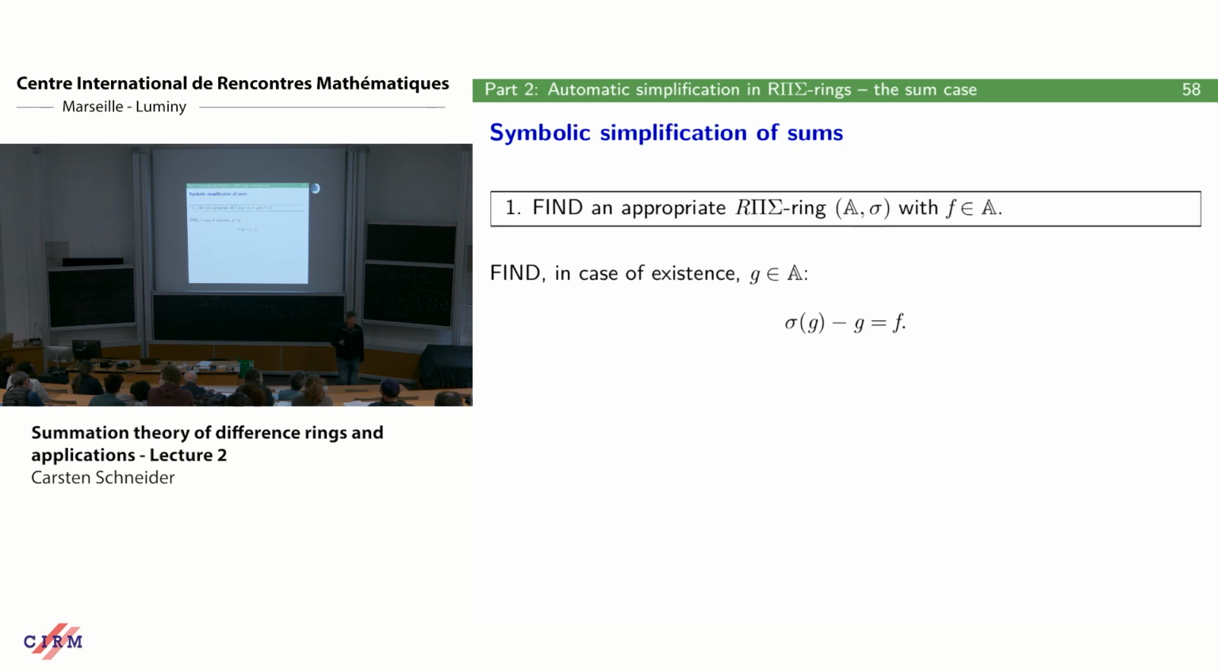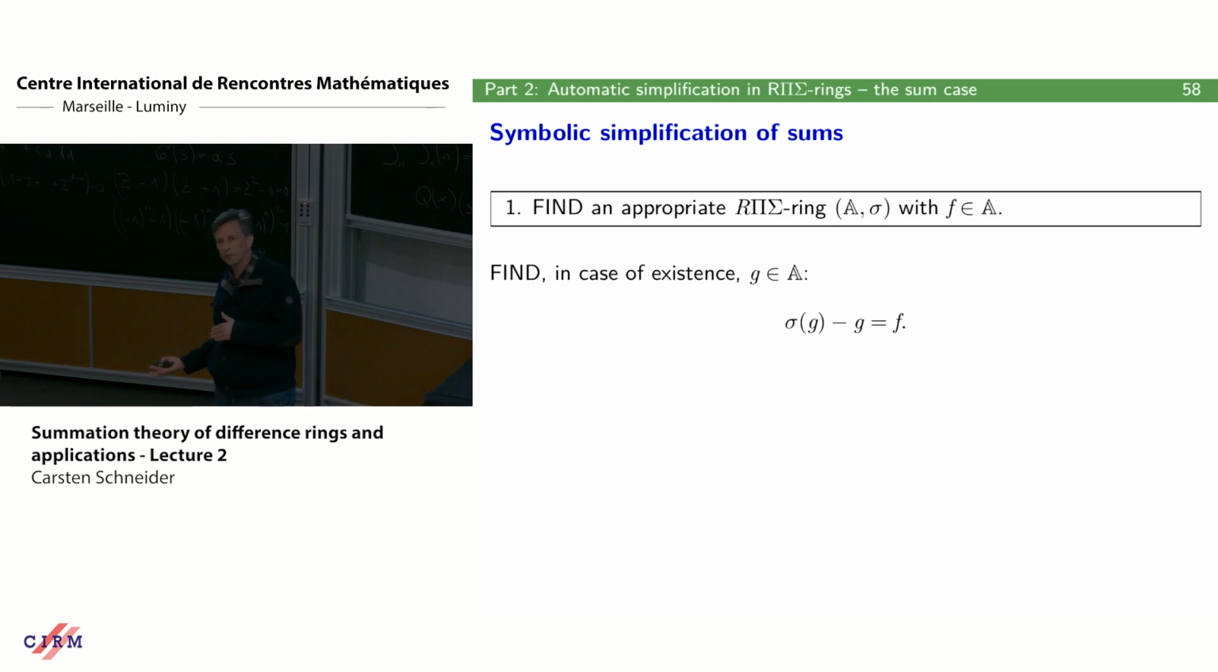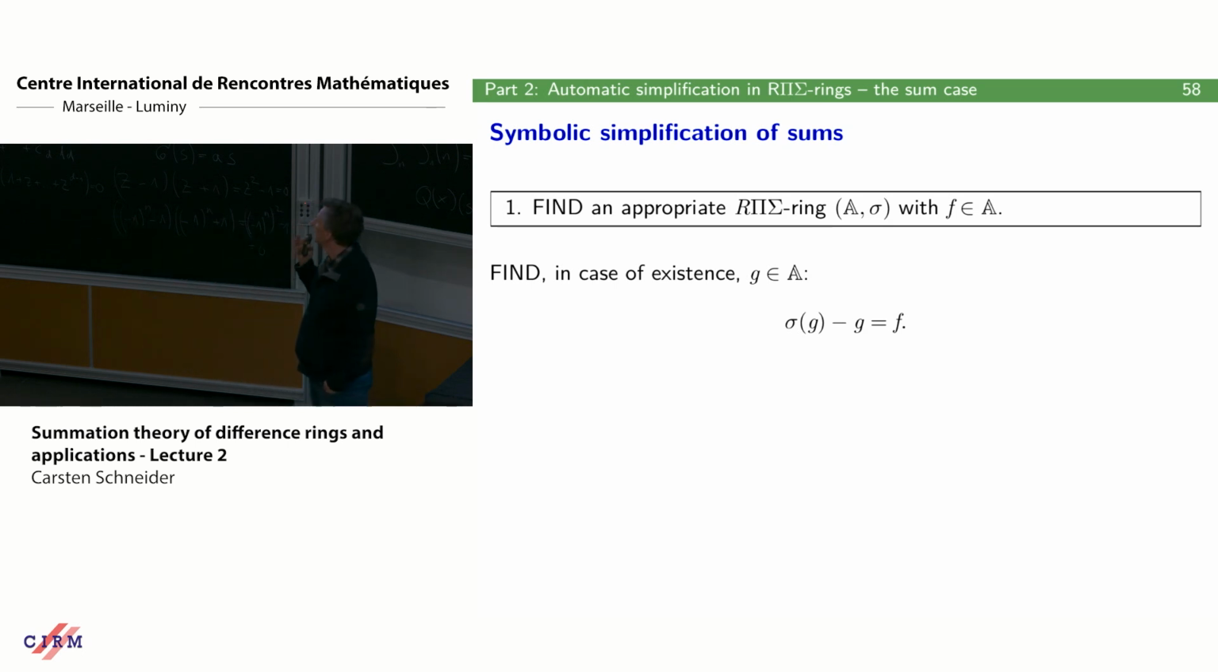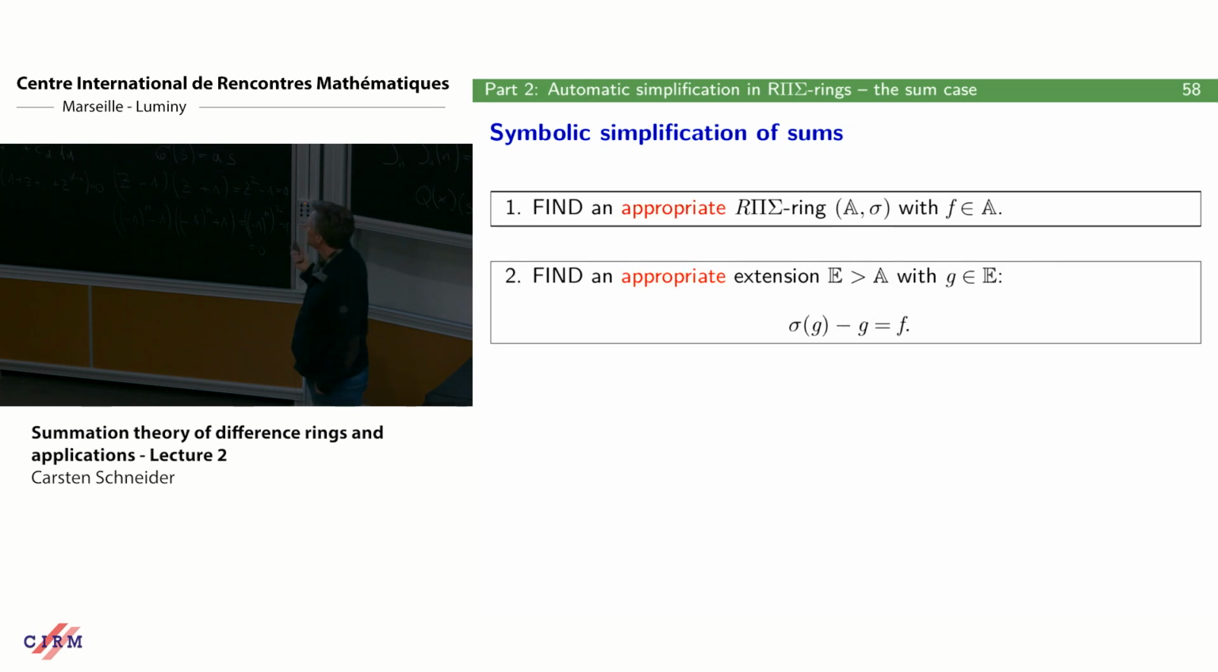The crucial thing is, I can only simplify sums as well as I have constructed the ring below in a nice way. If the ring below is bad, I cannot expect to get nice solutions in which I want to solve. So one has to design an appropriate R pi sigma ring in order to solve the problem in the ring itself, or to construct an appropriate extension such that you have simplification.